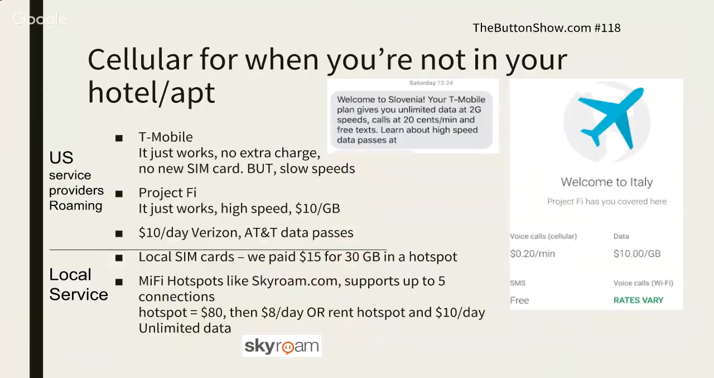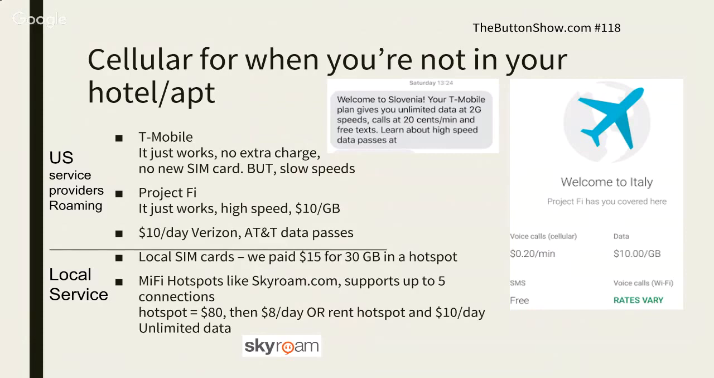Cellular. So then you need cellular for when you're not at your hotel or apartment, and there are two different types of cellular. One comes from your US plan, and that's what we had, and ours worked pretty good. T-Mobile and Project Fi is what we have, and it worked pretty well.